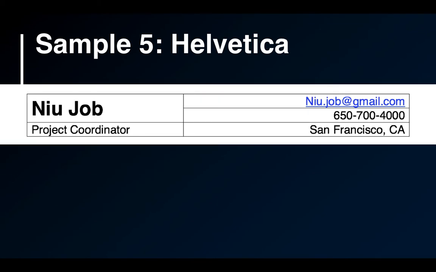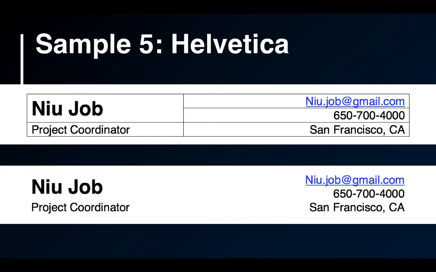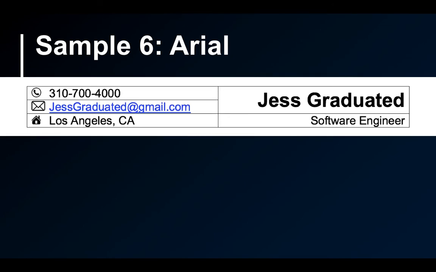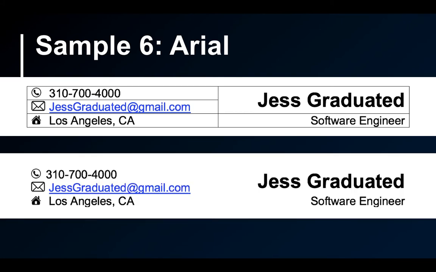Sample number 5 is using the font Helvetica. And this is New Job, who's decided to highlight their specialty as a project coordinator, followed by their contact info on the right side and the location. Same thing, you just remove the borders and this would just stick right on top of your resume. Okay, and sample number 6, this is using the font Arial. And this individual's name is Just Graduated, and they have some expertise in software engineering. They decide to use little emojis to highlight how they can be contacted: phone, email, and the location. And when you remove the borders on the table, it looks just like this.